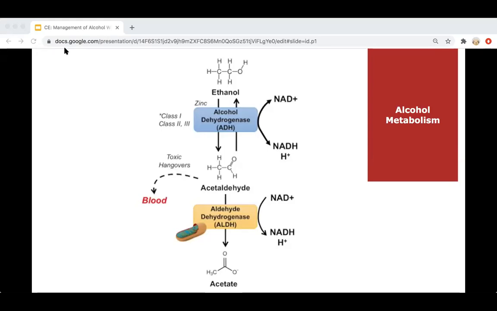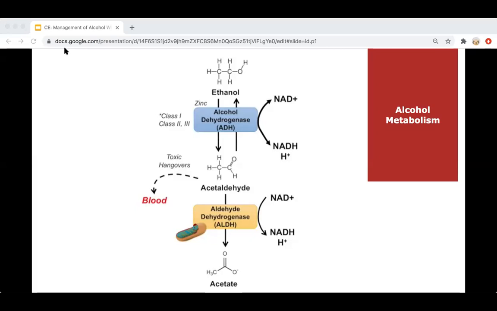So when we drink too much alcohol, we actually deplete a lot of the body's NAD+, and we accumulate a lot of NADH. These cofactors are used in a multitude of metabolic processes in the body. So this alcohol pathway can actually influence other metabolic pathways in the body.